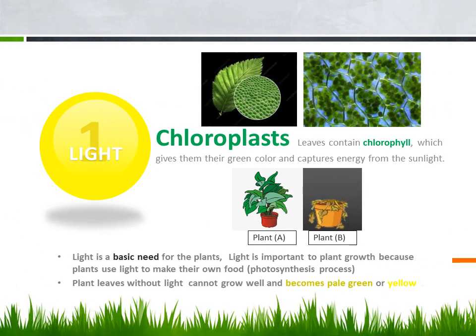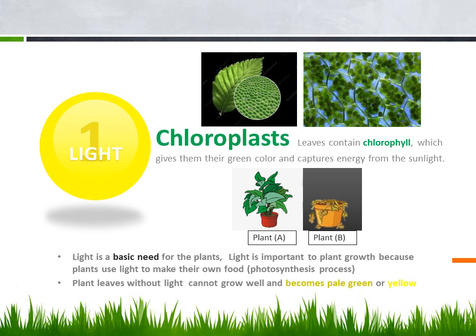Starting with light. How could light be absorbed by the plant? Actually, leaves contain chlorophyll or chloroplasts, which gives them their green color and captures energy from the sunlight. So light is a basic need for the plant. Light is important to plant growth because plants use light to make their own food by the photosynthesis process.